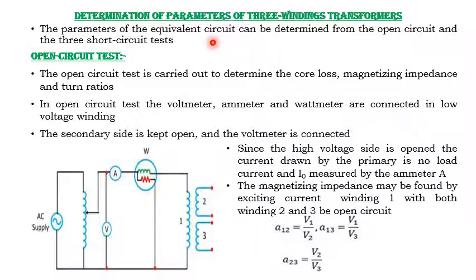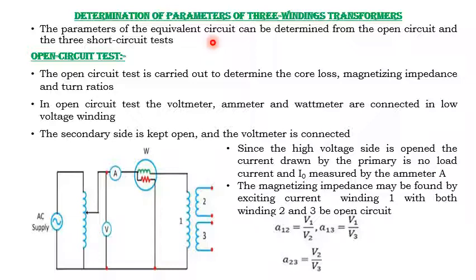So this is a continued part of the third module, that is the first part of the third module: three winding transformers and cooling of transformer. In the last video we studied the introduction regarding three winding transformers, equivalent circuit of three winding transformers and stabilization by tertiary winding of transformers.